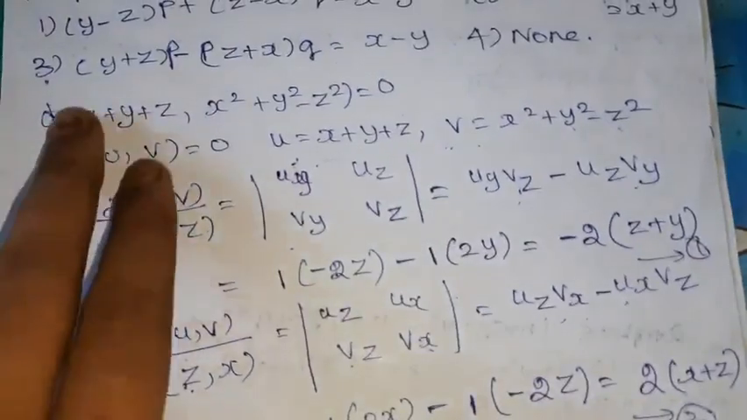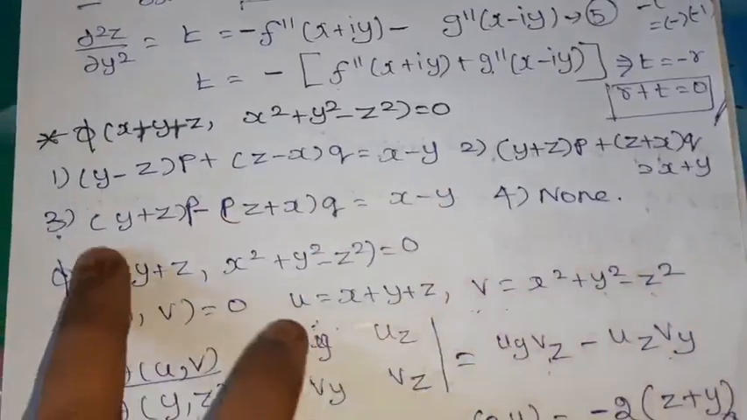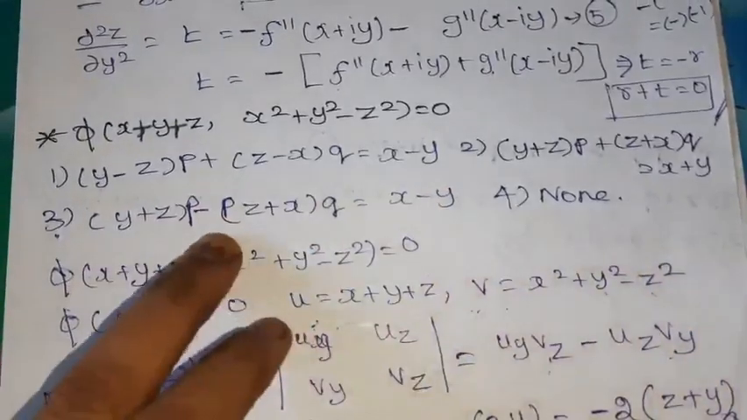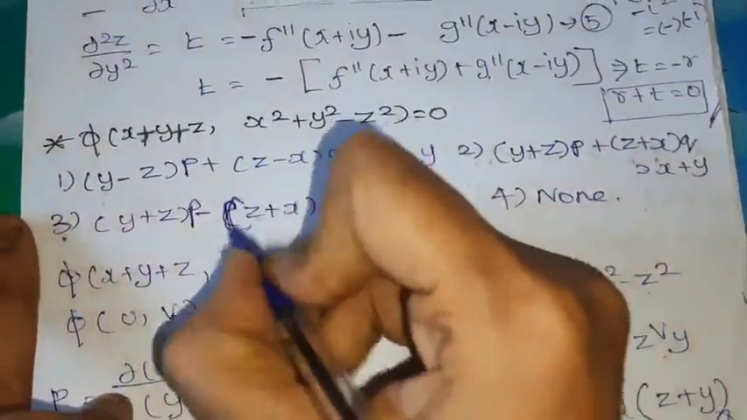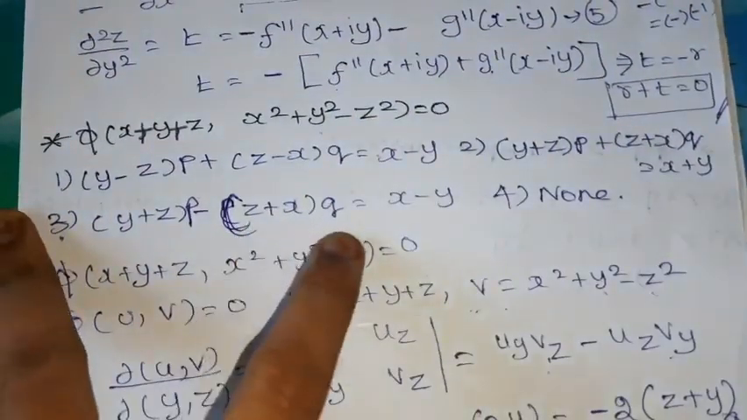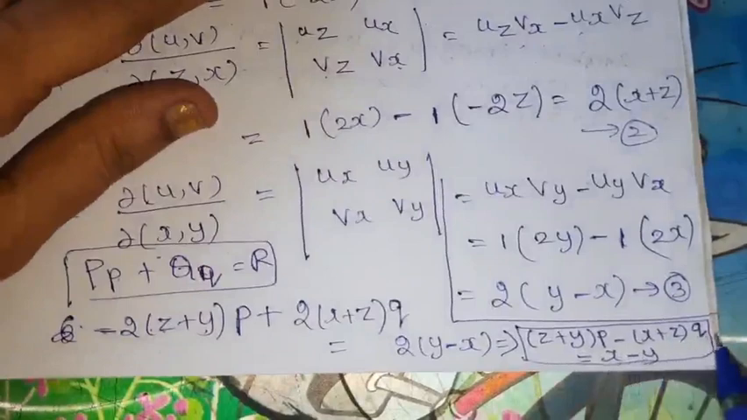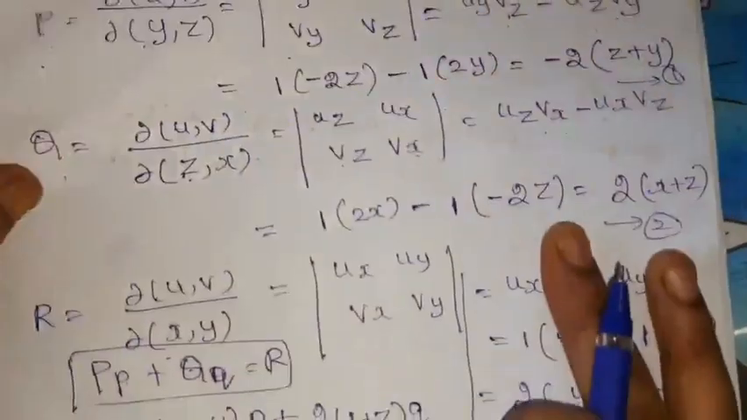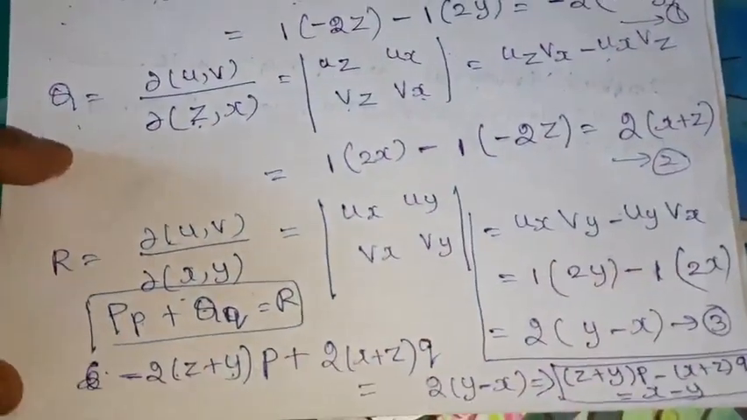So this is the option. By comparing with the options, this one suits: y plus z into p, minus, z plus x into q, equal to x minus y. Same here: z plus y into p minus x plus z into q equal to x minus y. To match these options, I am simplifying.